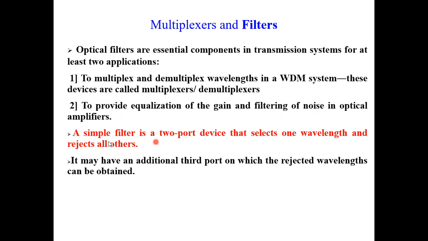So what is a filter? A filter is a two-port device. Here when I'm talking of a filter, it will select one wavelength and it will reject all the other wavelengths. So this is the simplest definition.